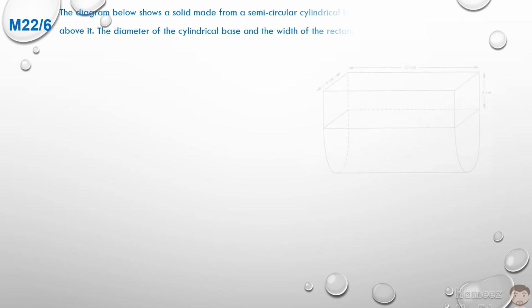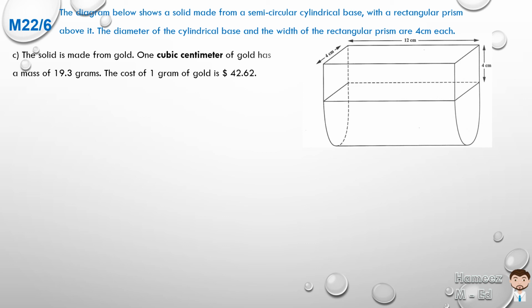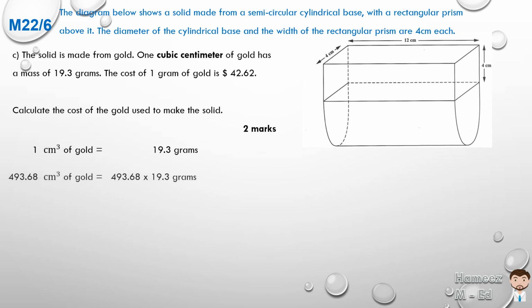May 2022, number 6C. The solid is made from gold. 1 cubic centimeter of gold has a mass of 19.3 grams. The cost of 1 gram of gold is $42.62. Calculate the cost of the gold used to make the solid. So we know 1 cubic centimeter of gold is 19.3 grams. And we worked out the volume in part B, which is 493.68 centimeter cubed.